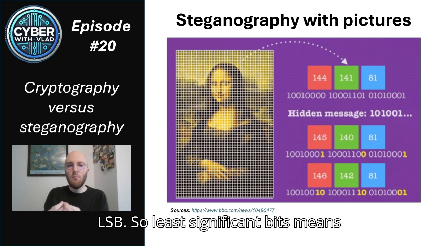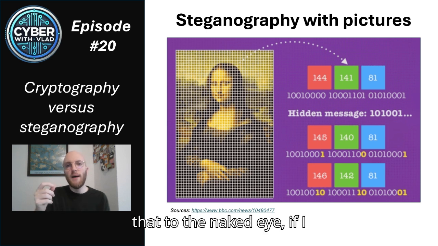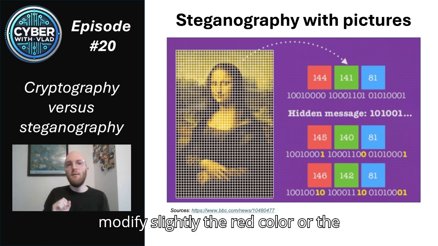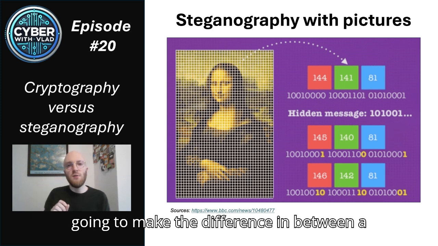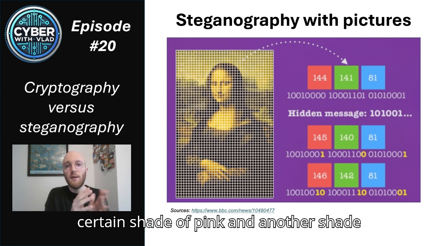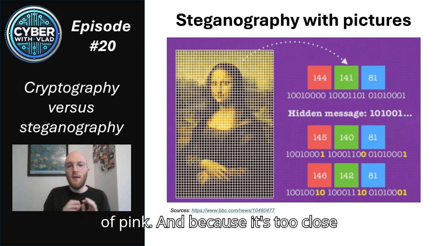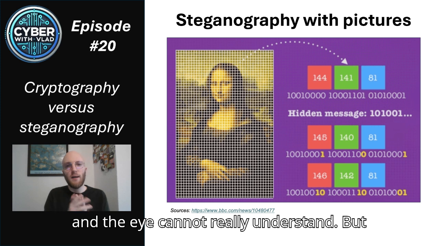Red, green, and blue are each encoded in 8 bits of information, so 8 zeros and ones, which means that with 24 zeros and ones, we can get the code for a specific color on a specific pixel. And the idea is called least significant bit, LSB. So least significant bits means that to the naked eye, if I modify slightly the red, green, or blue color, the eye is not going to see the difference between a certain shade of pink and another shade of pink, because it's too close.